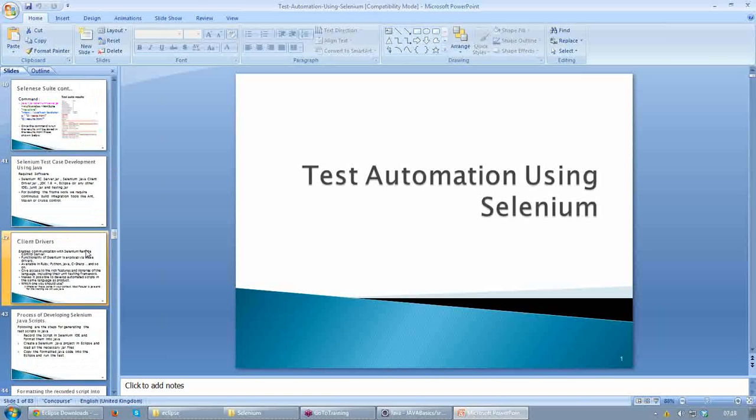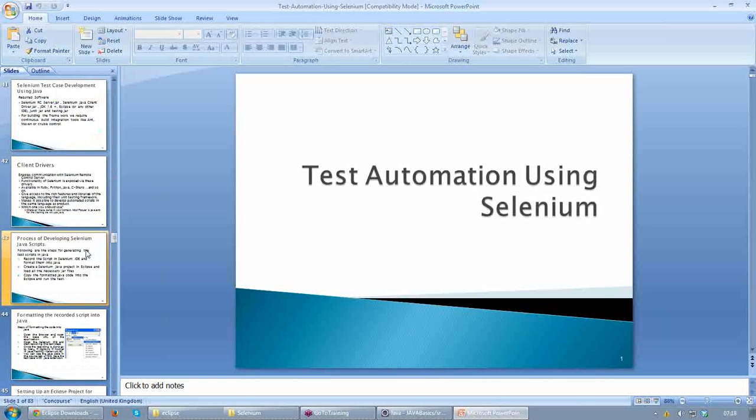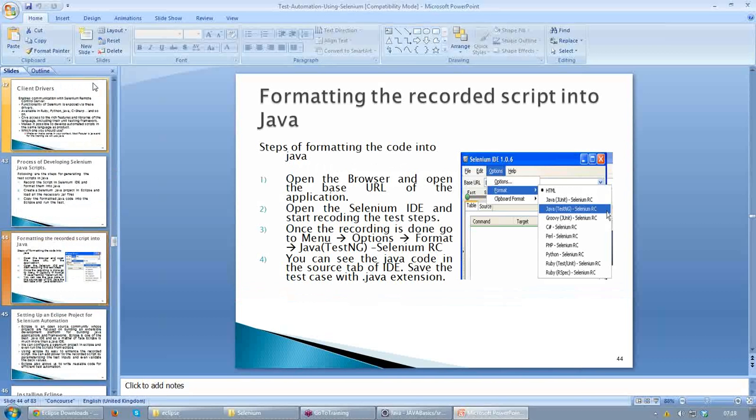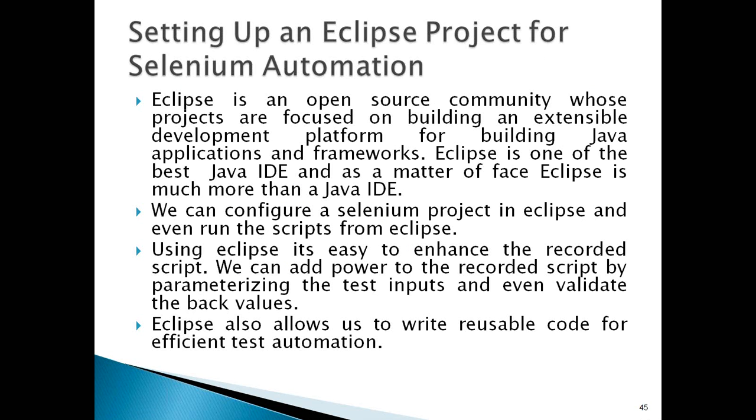Right. So what we have done is install and set up an Eclipse project for Selenium automation, but we are doing the same for Java. What is Eclipse? It is an open source community whose projects are focused on building an extensive development platform, or you can define it as the Java IDE for your Java coding. We can configure even the Selenium project, not only the Java project.